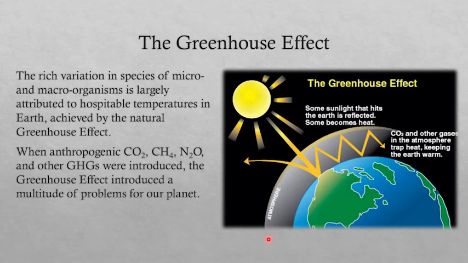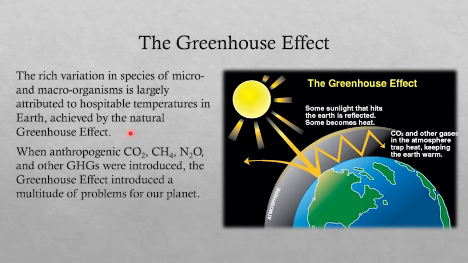First, the greenhouse effect. The rich variation in species of micro and macroorganisms on Earth is largely attributed to the hospitable temperatures on Earth achieved by the natural greenhouse effect. Without the greenhouse effect, we would not be able to flourish. Earth would become very, very cold, such as the case with Mars. Mars has a very thin atmosphere. It does not have enough gases to trap heat.